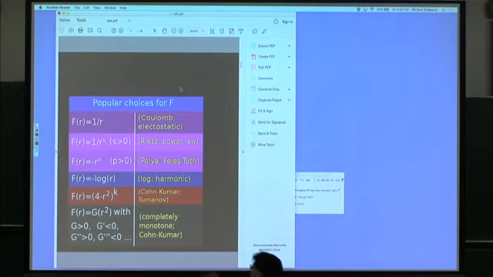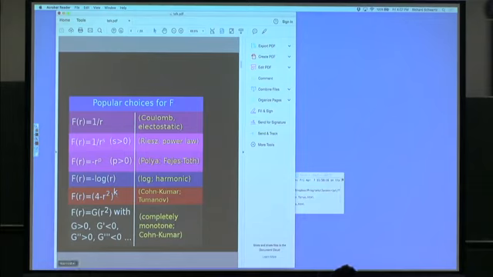Another one is the log potential, sometimes called the harmonic potential. Then there's this funny one, 4 minus r squared to the k, which doesn't look like the first thing you would consider, but it turns out to be very nice algebraically. And so it turns out that this is a key potential to look at.